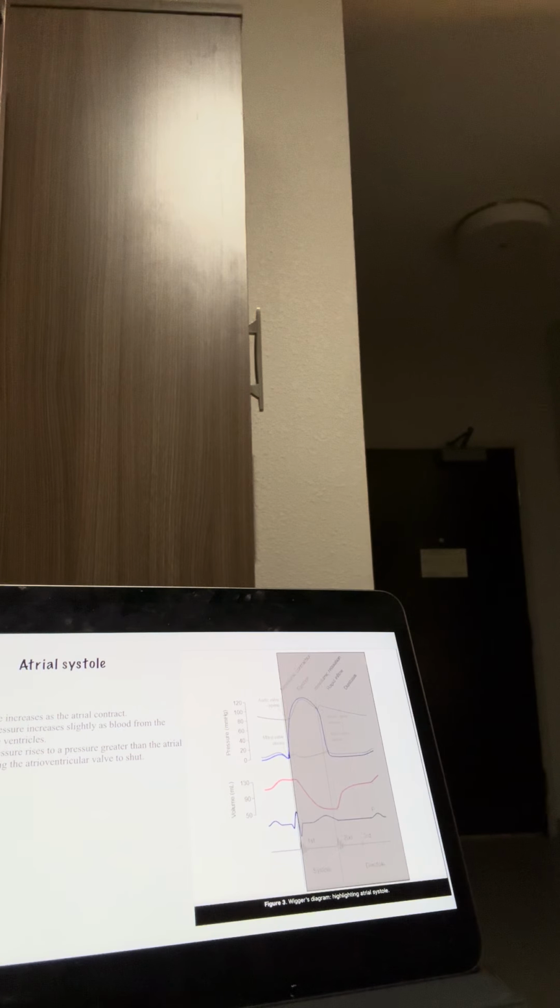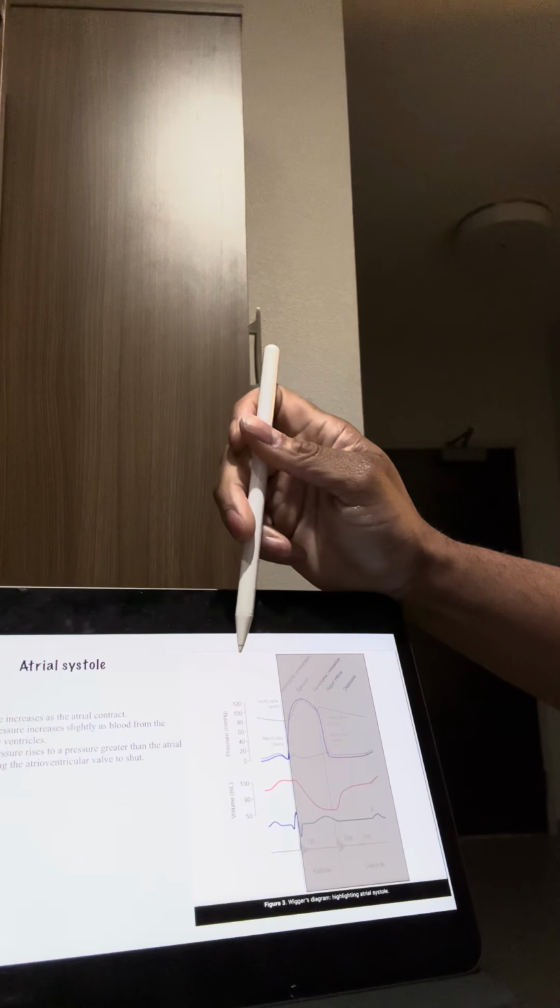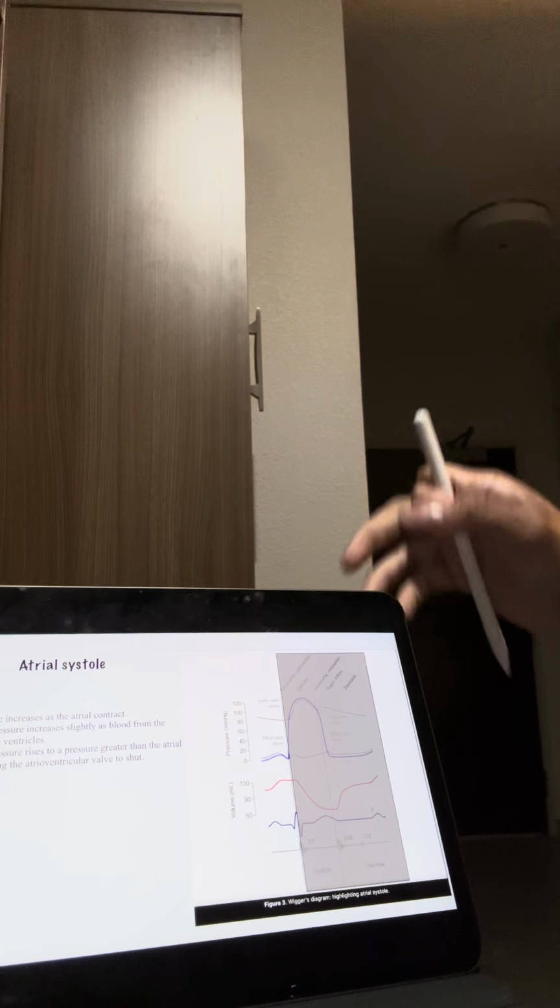Atrial systole. Atrial pressure increases as the atria contract. Ventricular pressure increases slightly as the blood from the atria enters the ventricles. Ventricular pressure rises to a pressure greater than atrial pressure, causing the atrioventricular valve to shut. And right here on the diagram it shows that part.